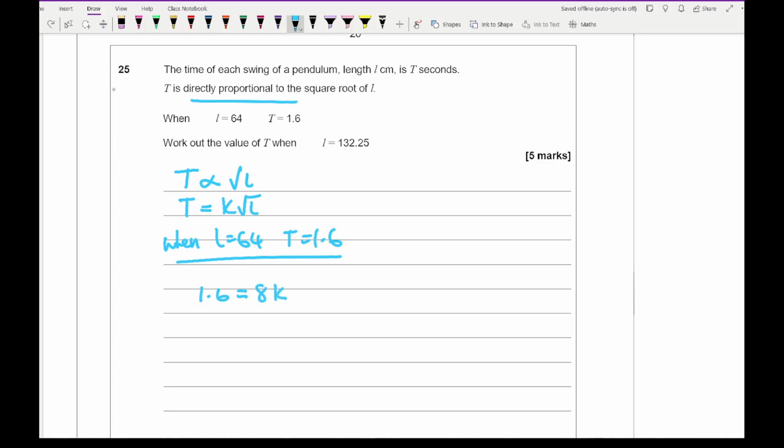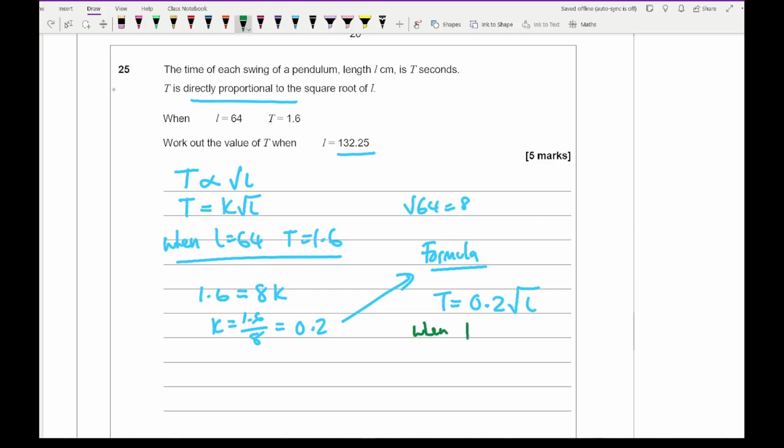So because obviously the square root of 64 equals 8, from this we get K equals 1.6 divided by 8, which gives me a K value of 0.2. So the general formula of this is going to be T equals 0.2 the square root of L. Then what I need to do is substitute L.